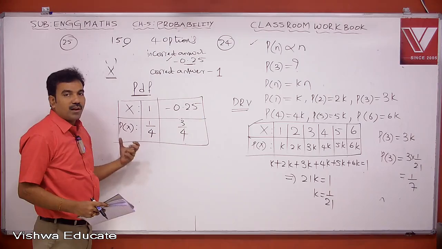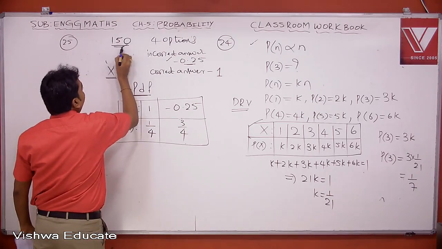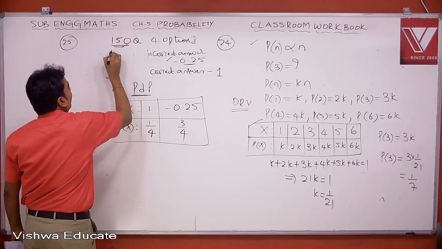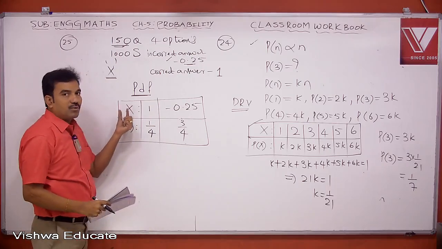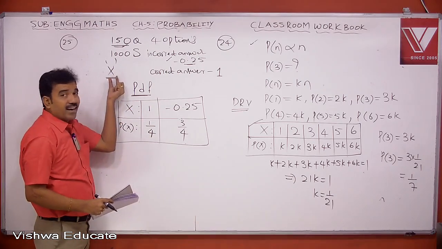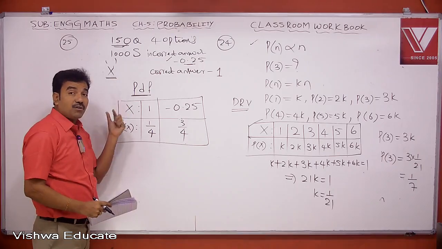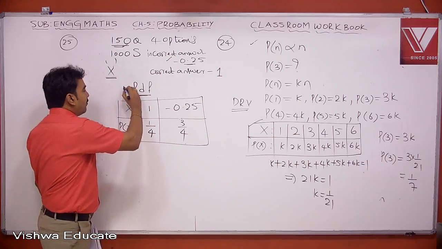So the sum total expected marks obtained by all the students. The number of questions is 150. The number of students is 1000. Since they were asking the sum total expected marks, assume that X is a random variable which represents the marks of a single student for attempting a single question. Therefore, the PDF will be like this.